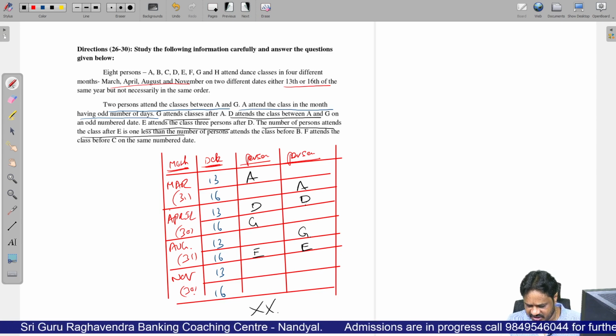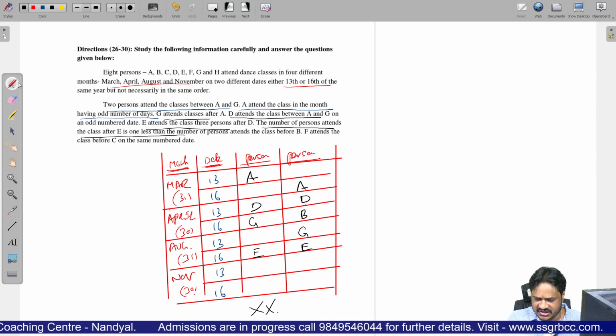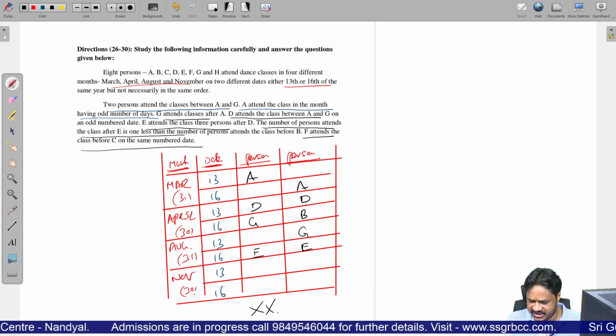But it is not correct here. Now here after E there are 2 persons, before B there are 3 persons. This is definitely correct. Then F attends the class before C on the same date. On the same date means F is on 13th, C is also on 13th.